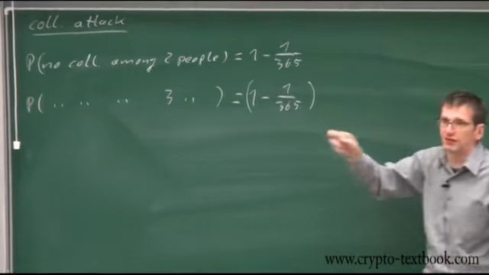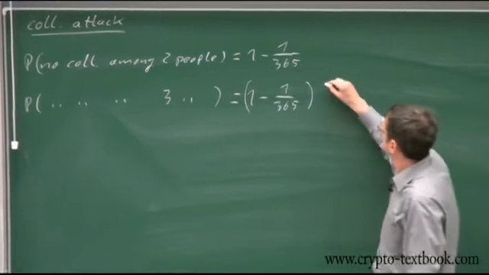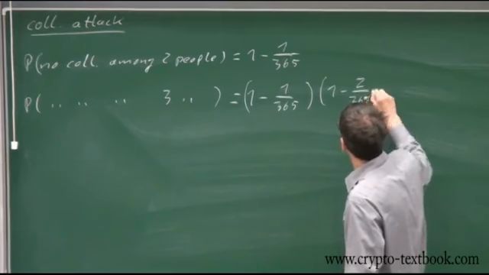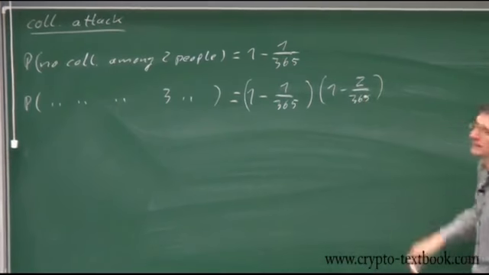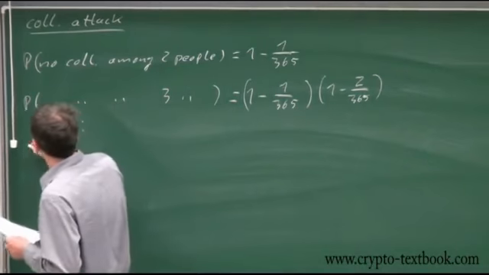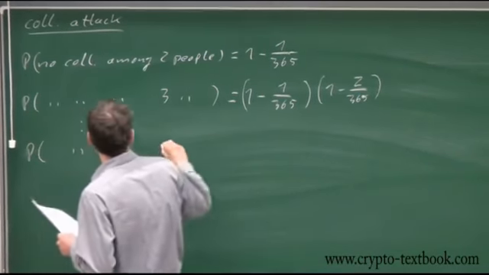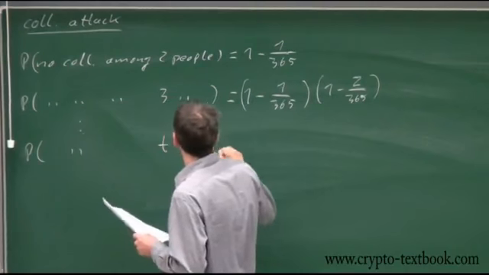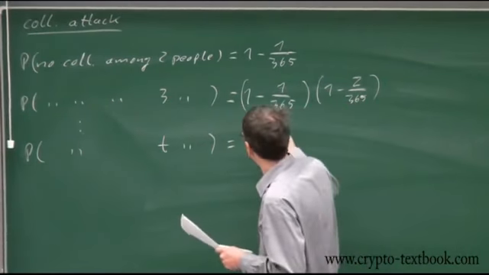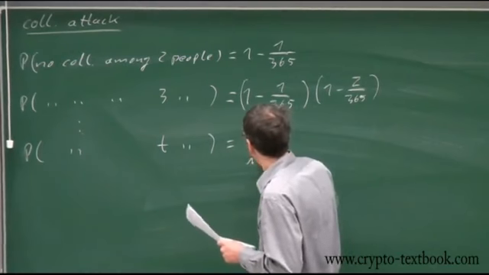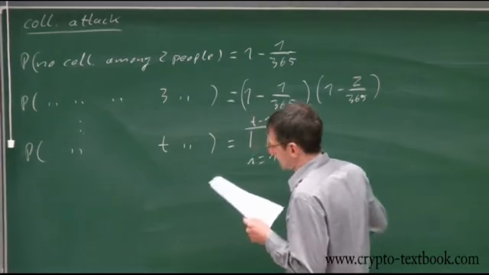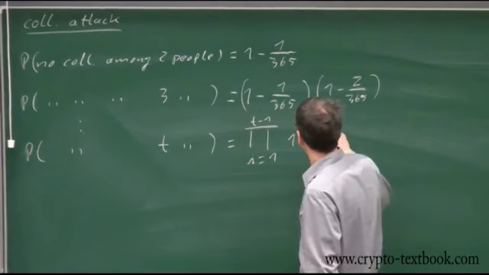This is the chance that the first person collided with me. The second person has much more choices. The second person can have this likelihood. If we continue that, and let's look at what happens if you have t people, what we get is this likelihood.